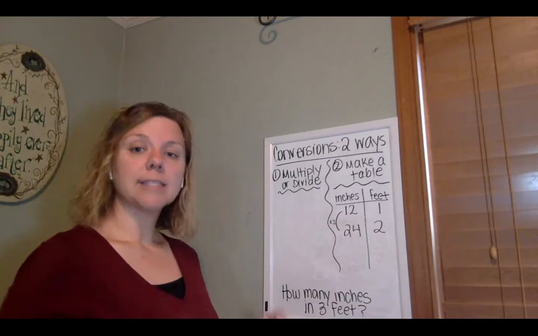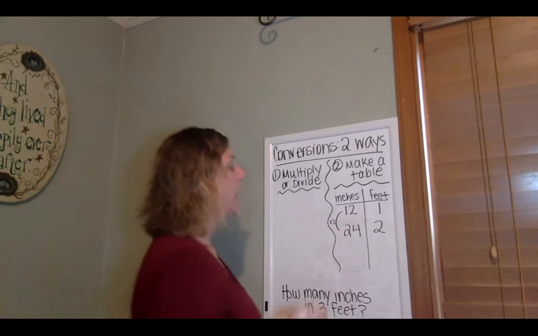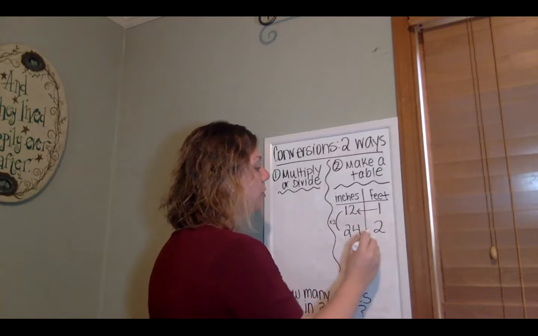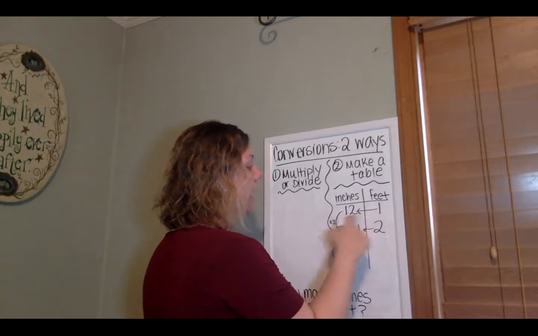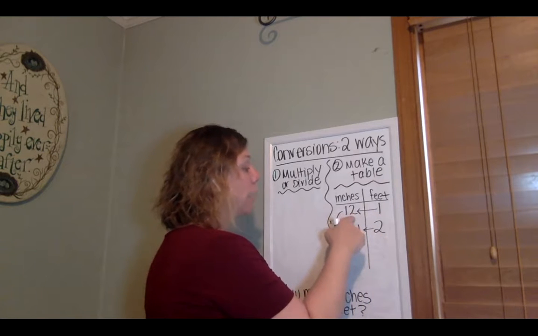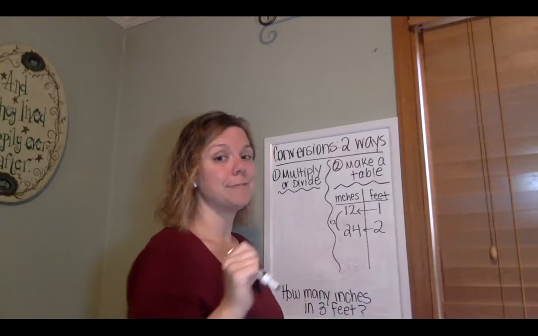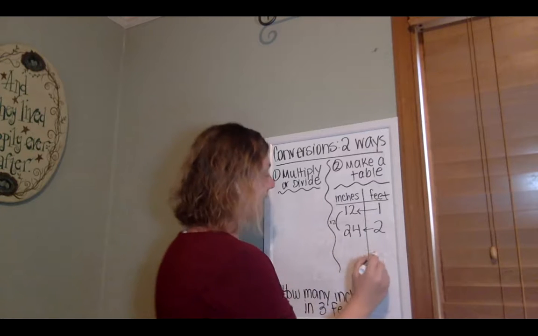So now I can make a nice little input-output table. As you can see here, I also have a rule. We always talk about rules for tables. Going this way, I'm going times 12. Going this way, I'm going divided by 12. We're going to talk about that in a minute.